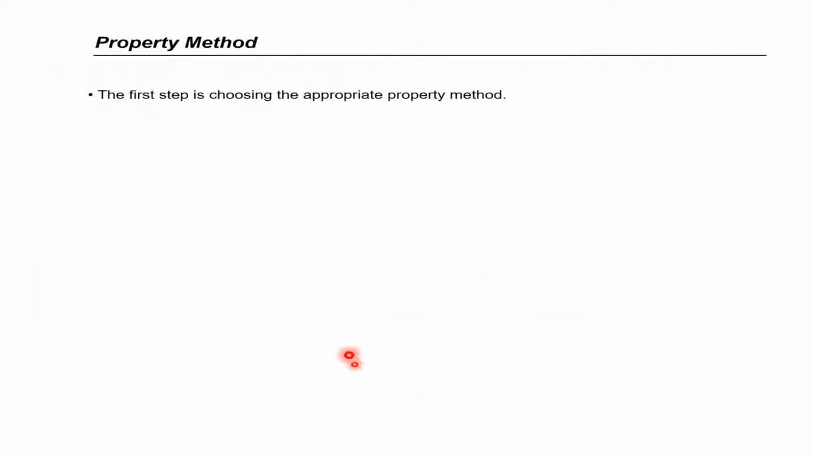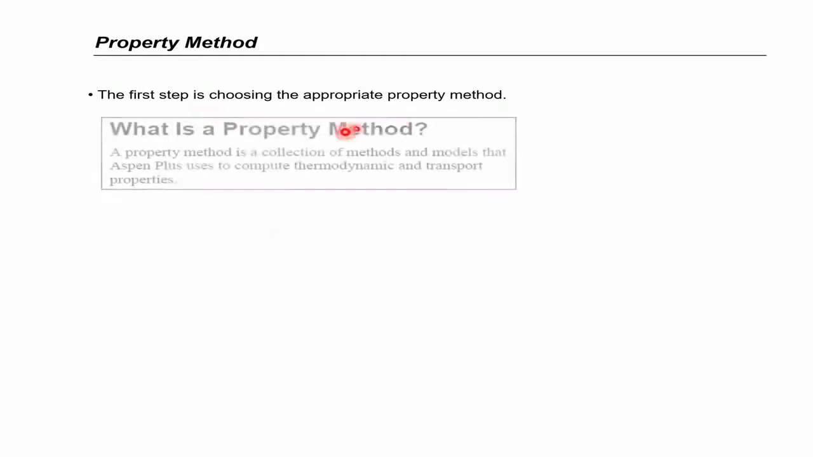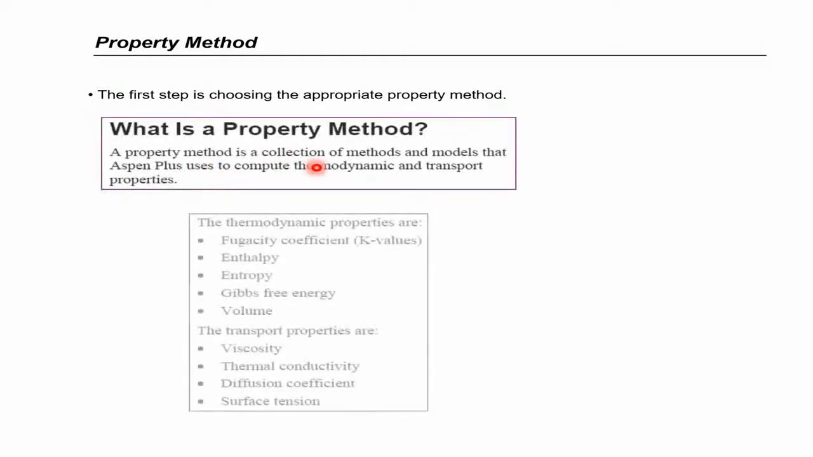We will start by defining the concept of property model. The property model is the first step you must do when you start a simulation in Aspen Properties, Aspen Plus, or HYSYS. A property method is a collection of both methods and models that Aspen Plus or Aspen Properties or HYSYS uses to compute thermodynamic and transport properties.